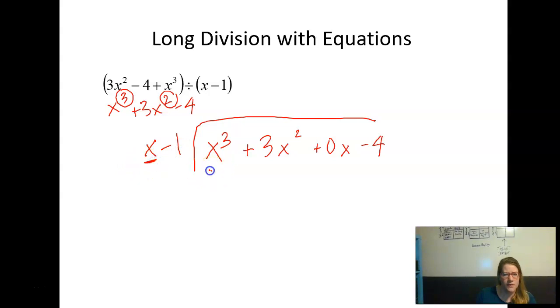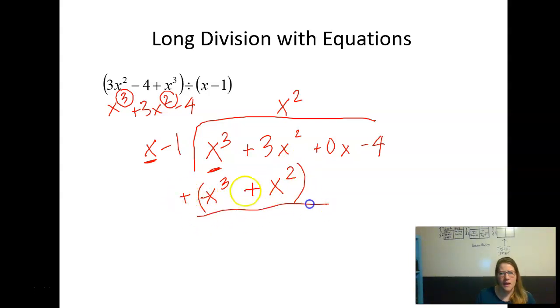So again, I start with the first term here and here. What would I have to multiply x by in order to get x to the third? And that would be x squared. Now take x squared and multiply it back by the divisor. So x squared times x is x to the third. x squared times -1 is -x squared. We're subtracting this from the one above, which would change the signs of each term. That goes to 0. 3x squared plus x squared is 4x squared. I would bring down my 0x.